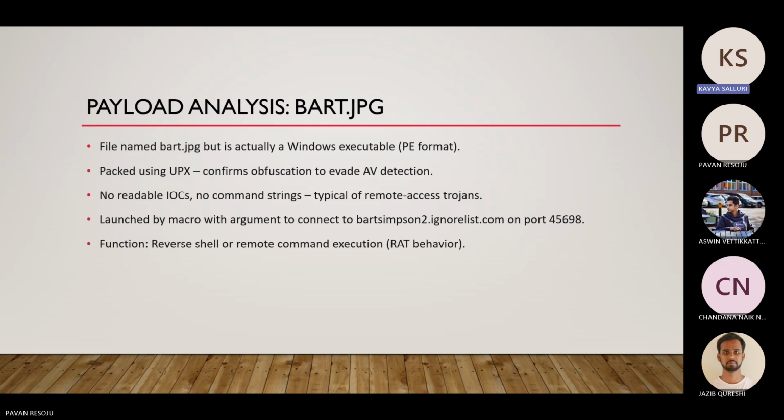The second command immediately executes that file using a command line argument to connect to a remote server on port 45698. This behavior is typical of malware establishing a reverse shell or remote command execution. The macro even displays a fake error message to distract the user while the malware runs silently in the background.